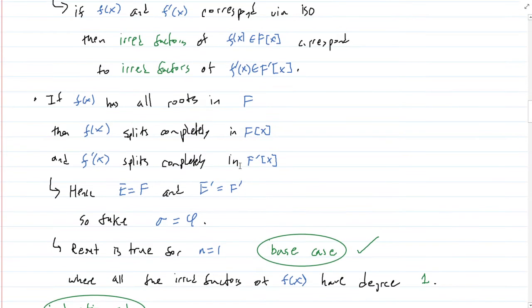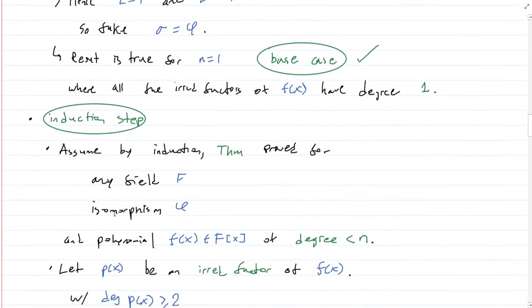Why am I calling this the base case? Because this is the case where all of the irreducible factors of f have degree 1. So that's the point, right? We're inducting on the degree, and all of the irreducible factors of f over F have degree 1. It splits completely, right? So that's the base case. Okay, now the hard part is the induction step.